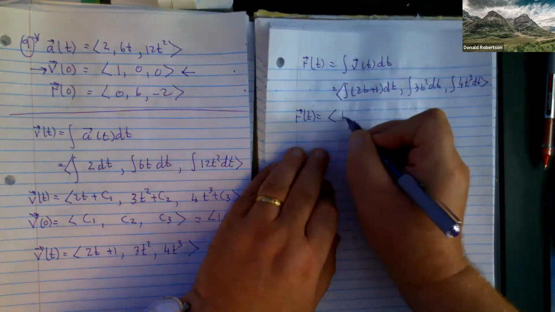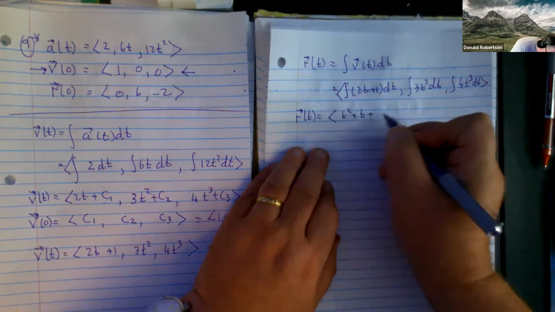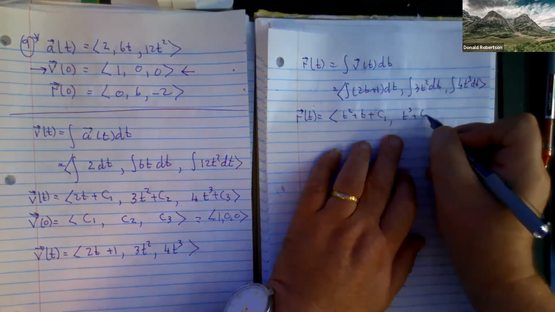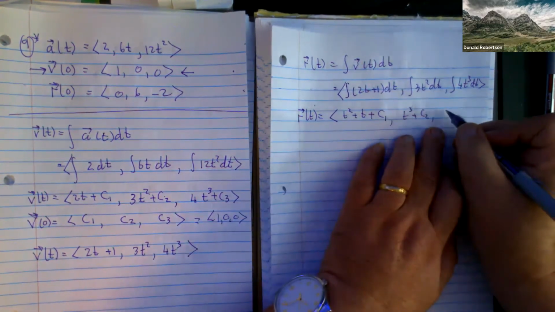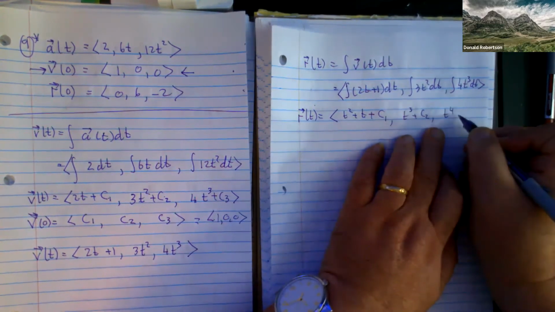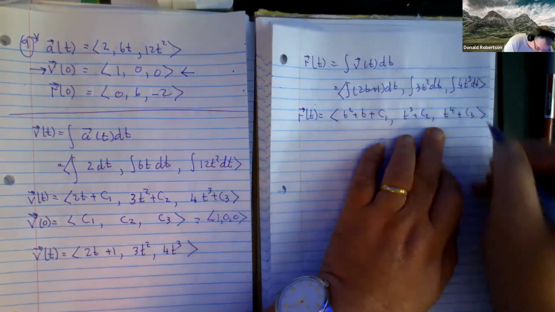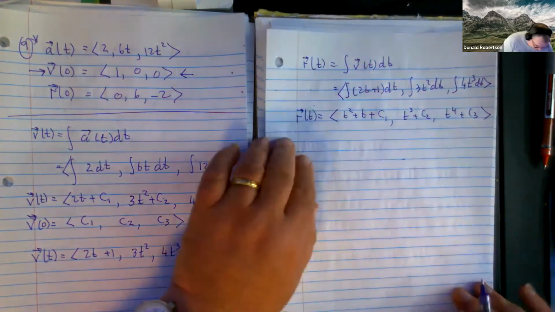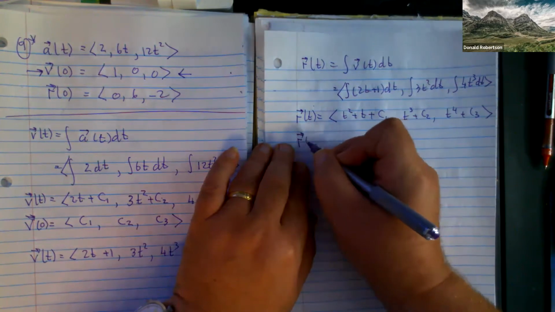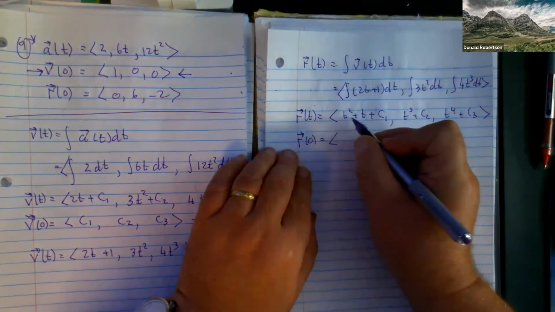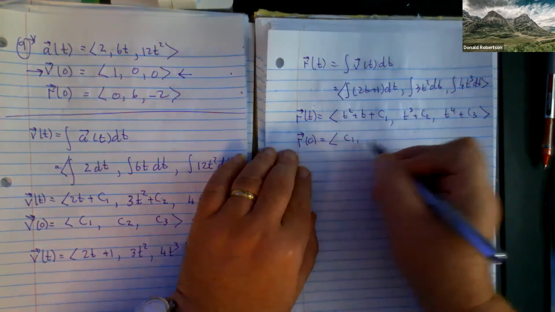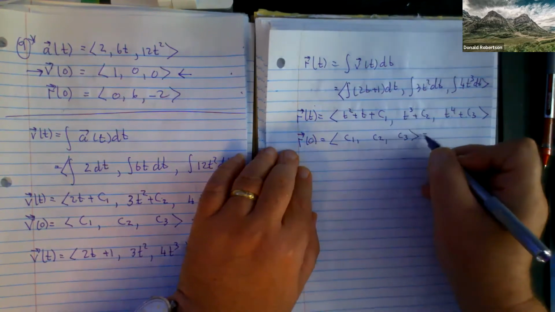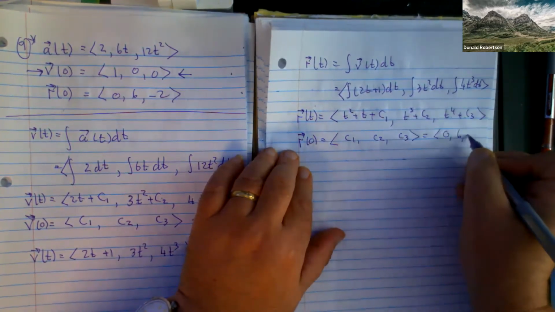You integrate that guy, you get t squared plus t plus an arbitrary constant. The next one, power rule plus an arbitrary constant. Next one, well, that's really nice. Power rule plus an arbitrary constant. And then we'll use this guy to figure out who C1, C2, and C3 are. And the position at 0: nothing squared plus nothing plus C1, nothing cubed plus nothing, nothing to the 4 plus nothing. And that's going to be 0, 6, negative 2.